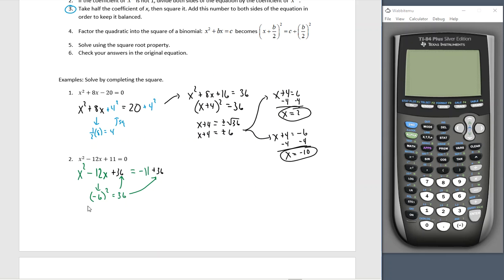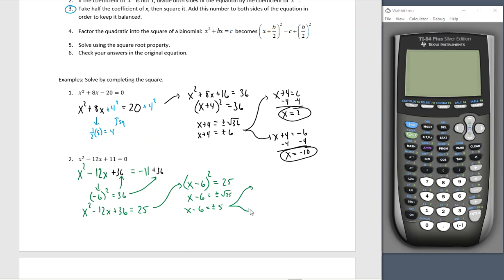After adding 36 to both sides, I'll have x squared minus 12x plus 36 equals 25. And the whole reason I did this is so that I could rewrite it as a perfect square. Right? A perfect square trinomial is a binomial squared. To use the square root property, we know that the square root of 25 is 5.